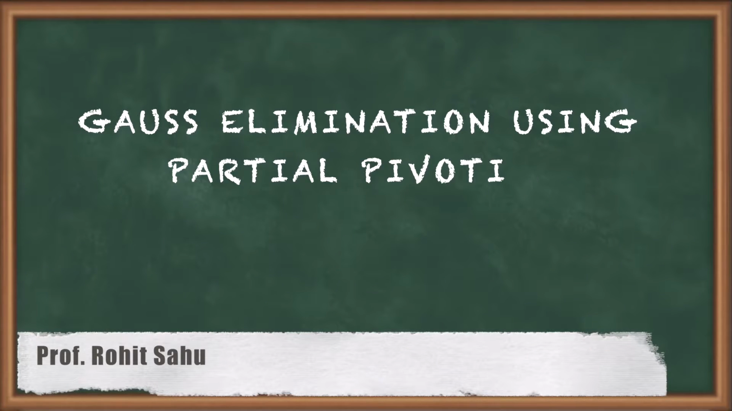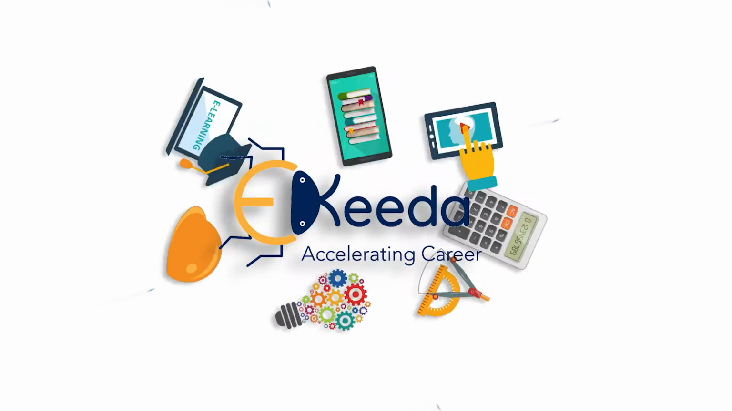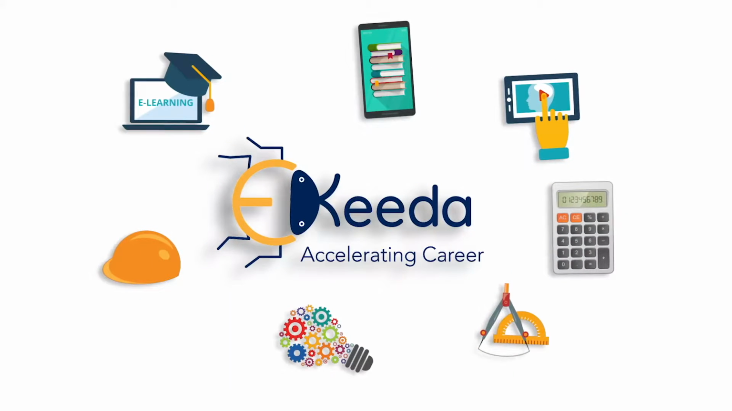For this question on Gauss elimination using partial pivoting, solve the system using partial pivoting.